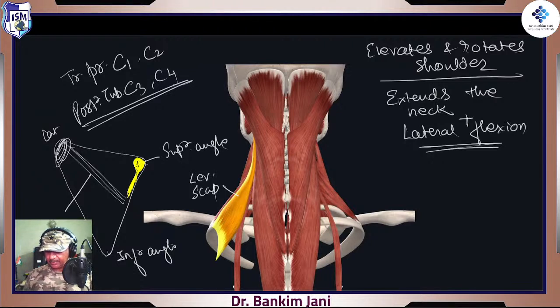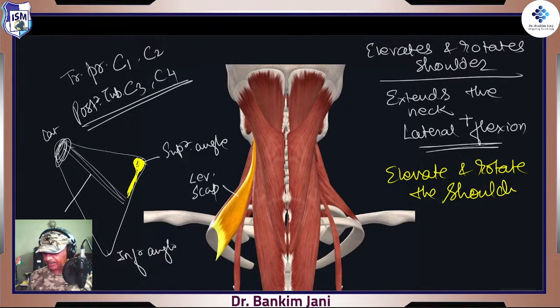So over here, it extends the neck and does lateral flexion when the rest of the body is fixed. But when the head is fixed, it will elevate, and it would rotate the shoulder. Now, when it is asked, okay, it would rotate the shoulder, at which joint, right? This is also very interesting to know. At which joint will it happen? Well, think of it this way.